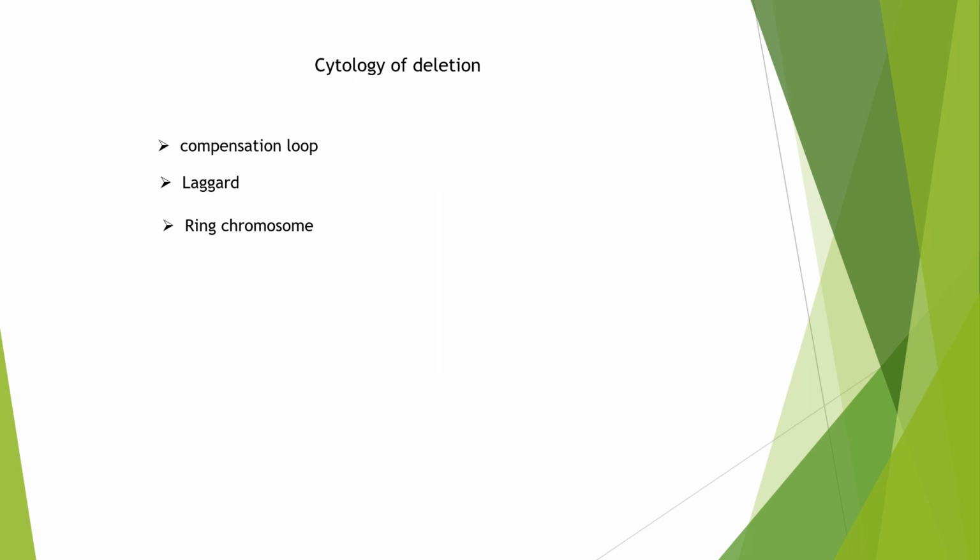Due to the deletion, the unpaired chromosome shows a loop-like structure that is called a compensation loop. The second one is called laggards. Now these laggards are nothing but the deleted portion of a chromosome. This portion is without a centromere, that is, it is acentric in nature.